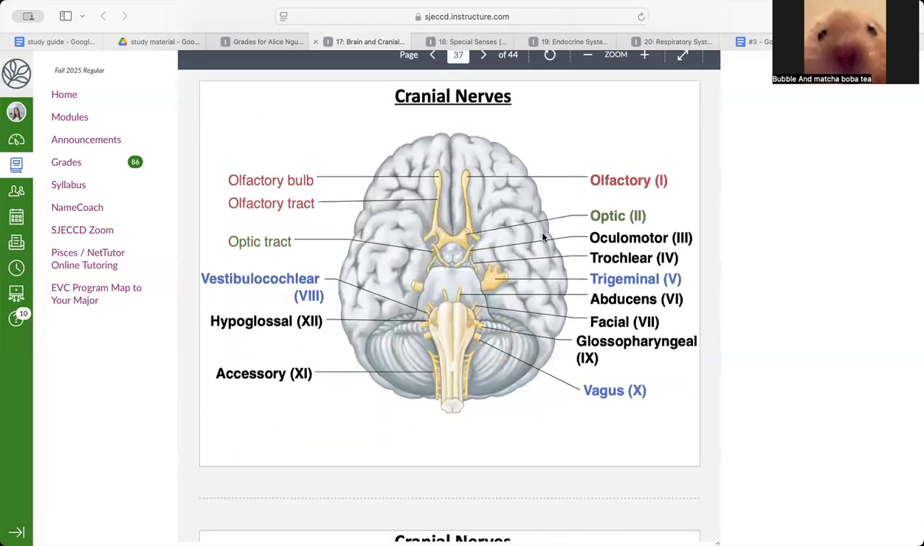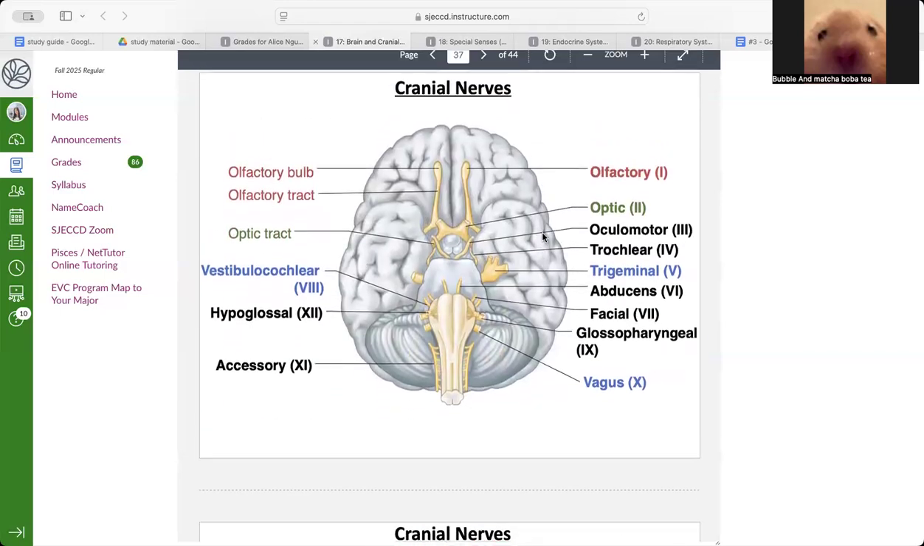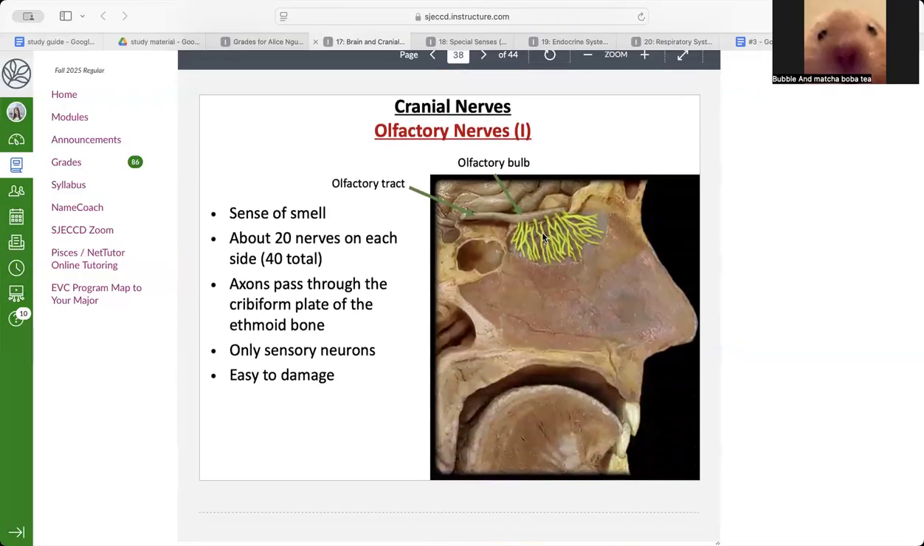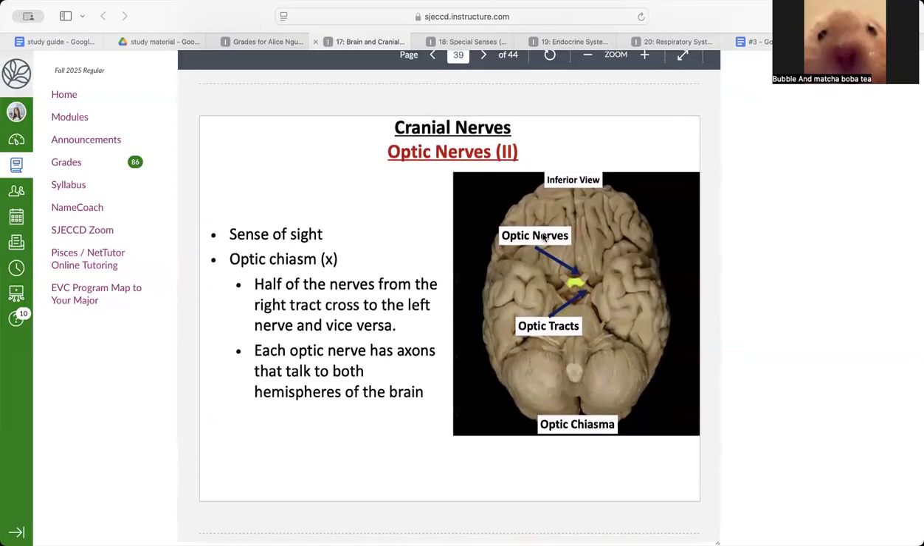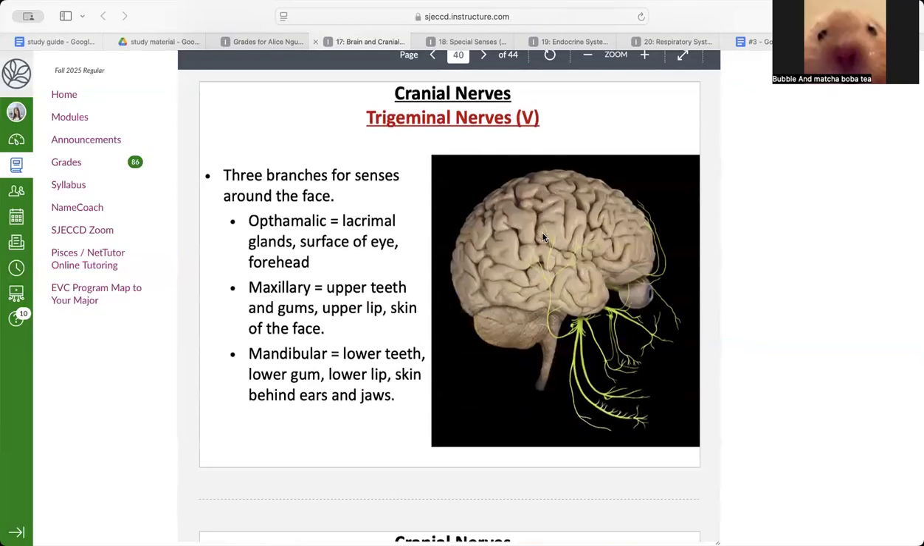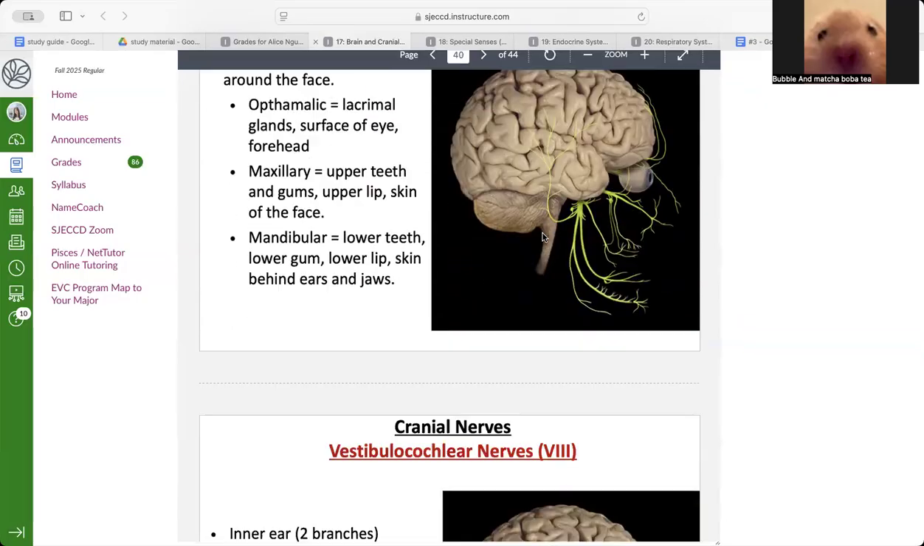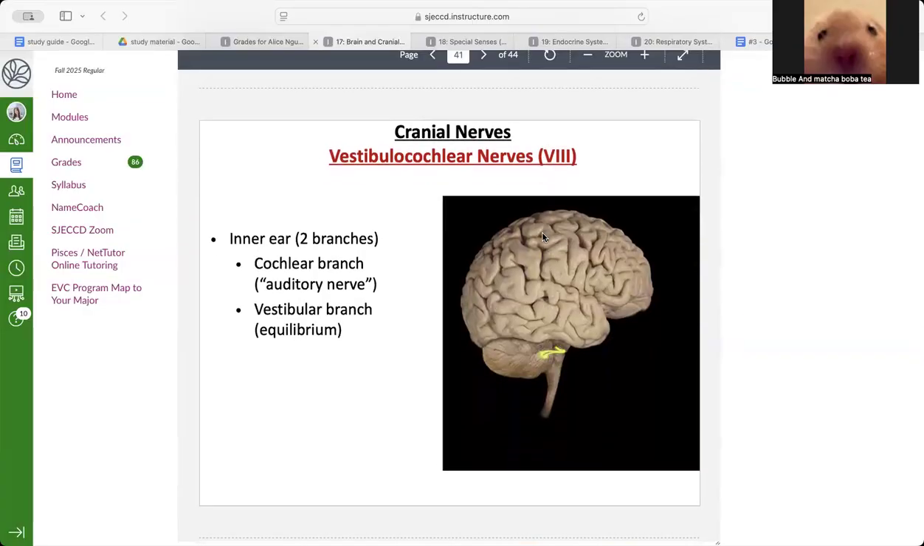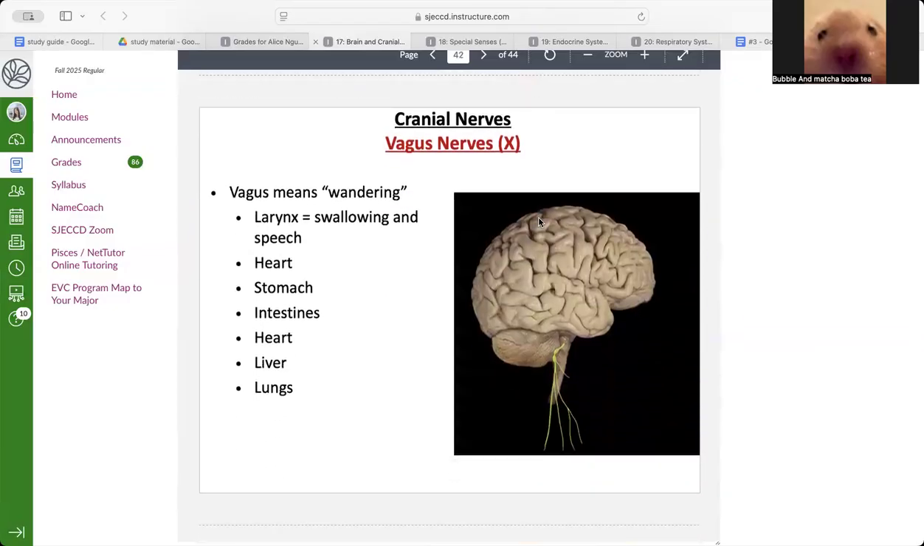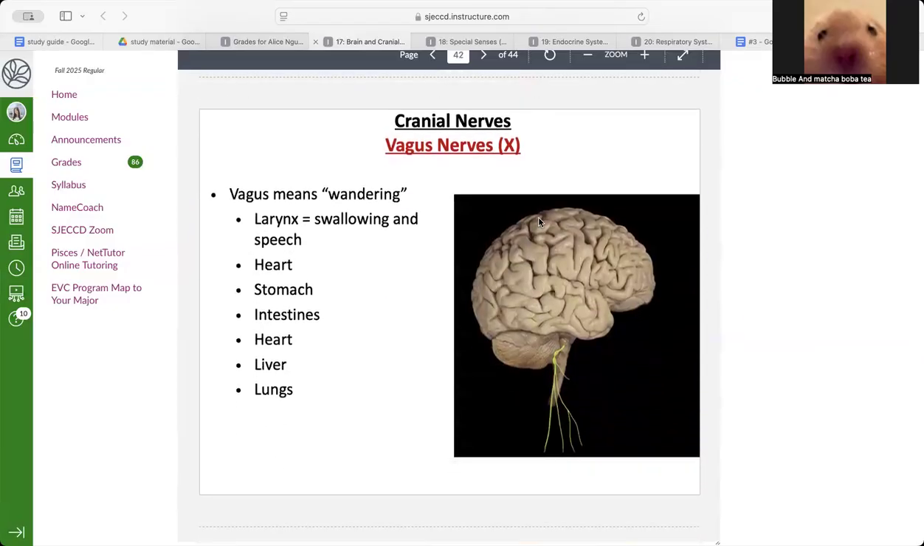And let's go to the nerves. You have 12 pairs of cranial nerves. Okay, let's go through each one. Olfactory nerves, it's your sense of smell. Optic nerves, this is your sense of sight. Trigeminal nerves are split into three branches: the ophthalmic, maxillary, and mandibular. Vestibulocochlear nerve, it has a cochlear branch and a vestibular branch. Vagus nerve, the wandering nerve, it has a lot of different parts. It goes to the larynx, heart, stomach, intestines, and lungs.